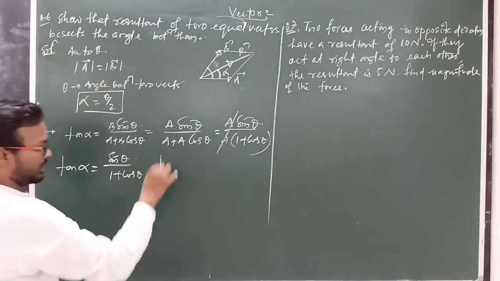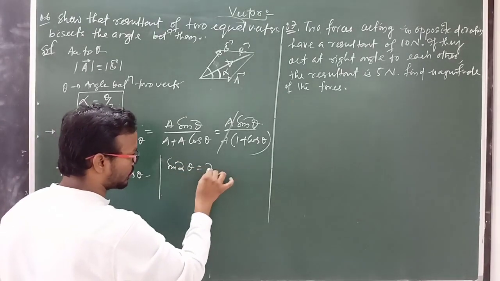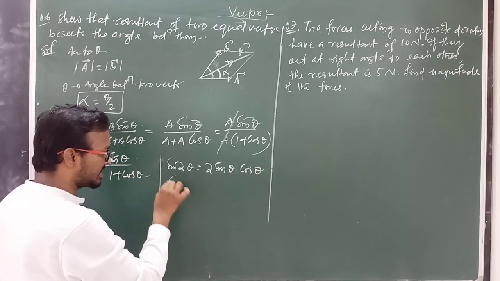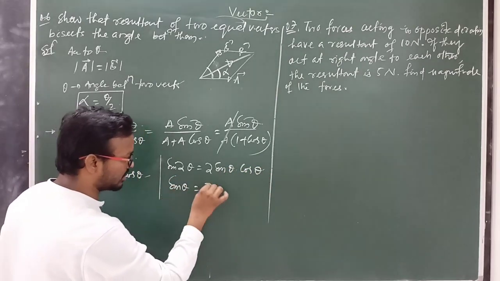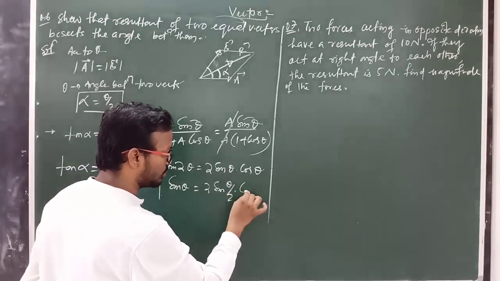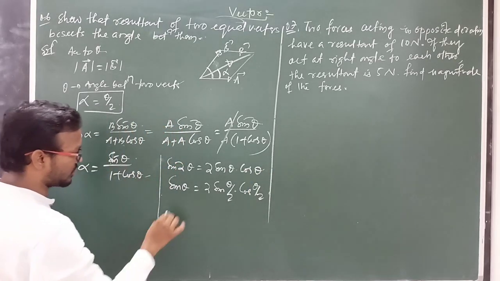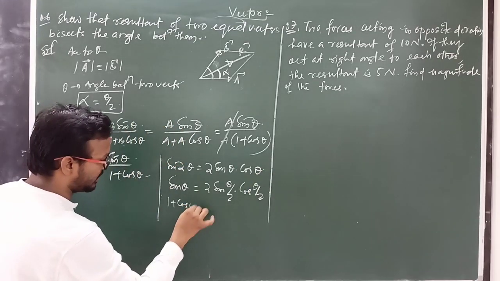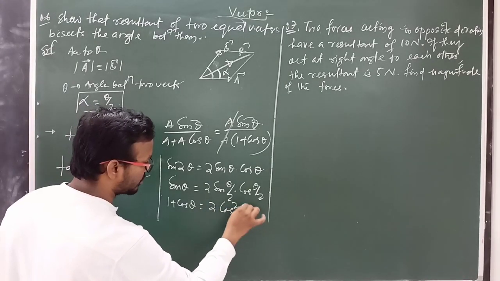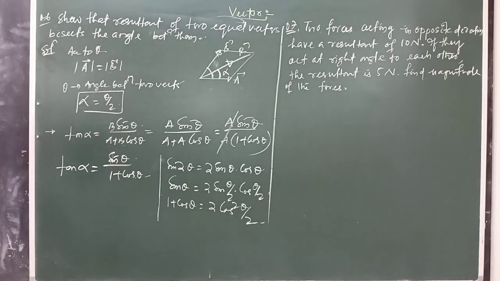In trigonometric identities we have the relation sin 2 theta equals how much? 2 sin theta into cos theta, so sin theta you can write as 2 sin theta by 2 into cos theta by 2, and 1 plus cos theta you can write as 2 cos square theta by 2. This is the trigonometric identity we have to use here.